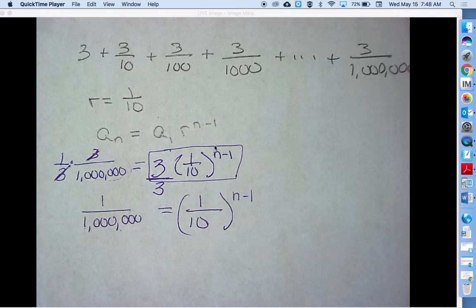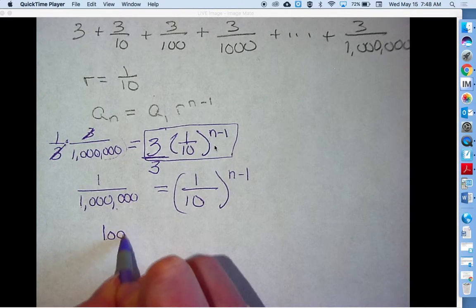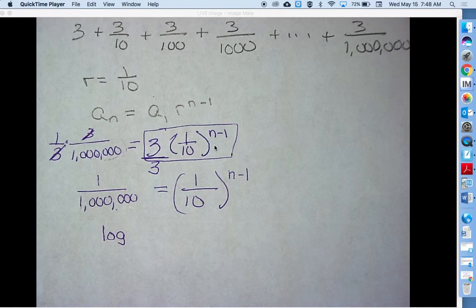So Julia said we need to put this in log form to solve for that exponent. So this is where, yes, you have to use the calculator. There's no way around the calculator once you get it into log form.